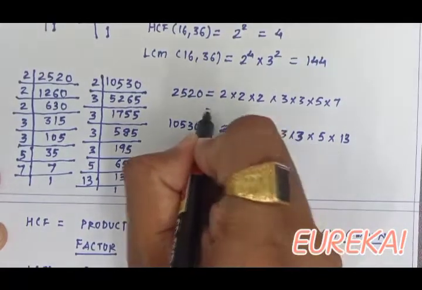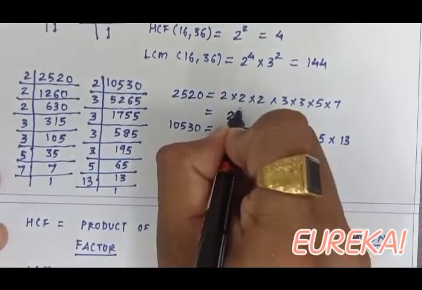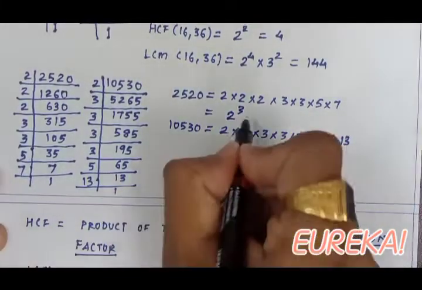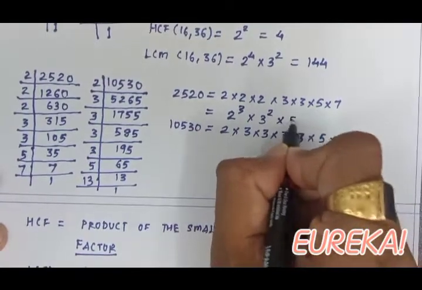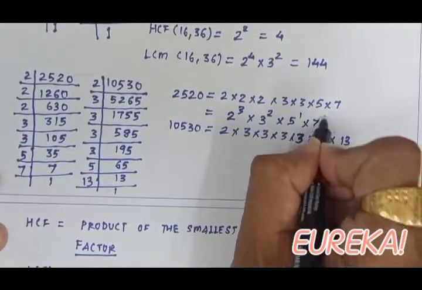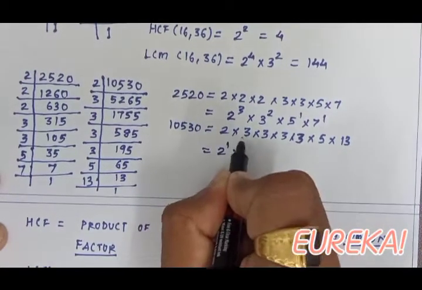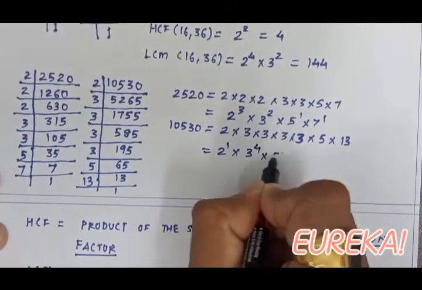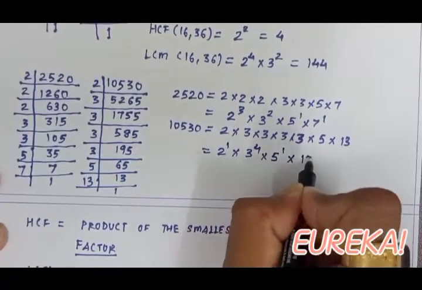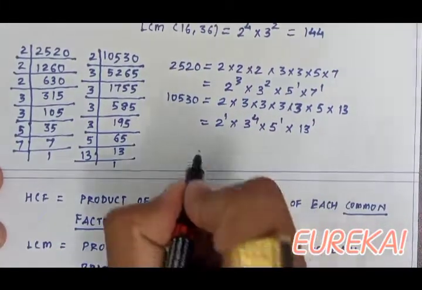Now if we write it properly, we get 2 raised to power 3, and 3 raised to power 2, and 5 raised to power 1 and 7 raised to power 1. Same way for 10530, 2 raised to power 1, 3 raised to power 4, into 5 raised to power 1 into 13 raised to power 1. Now we know how to find the HCF.